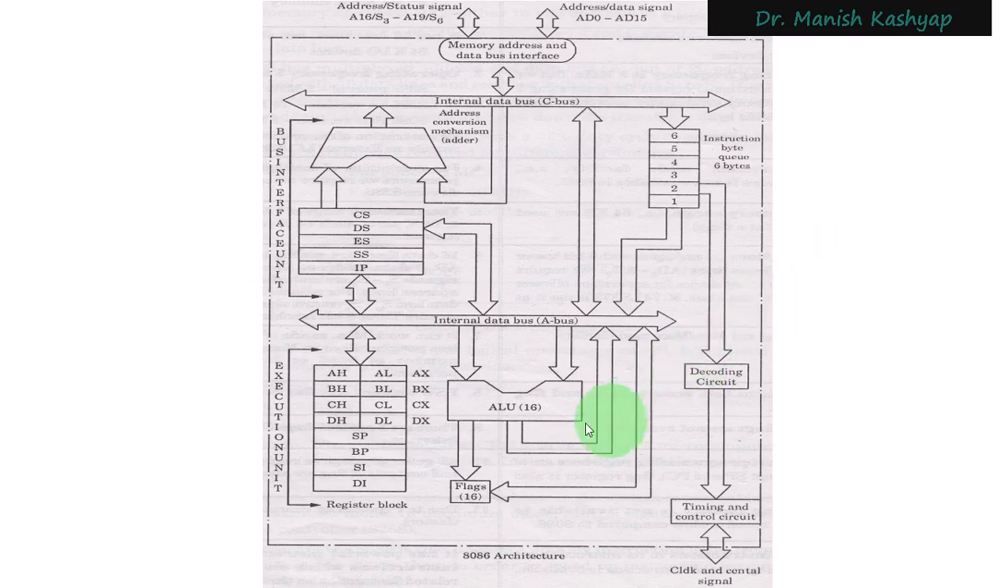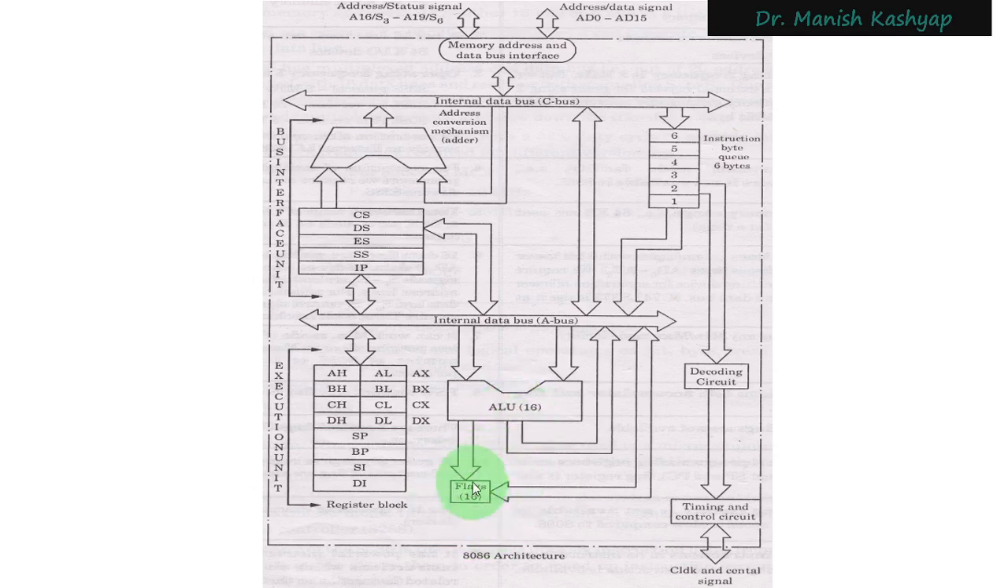So here you can see that the arithmetic logic unit is of 16 bits. In 8085, we had an 8-bit arithmetic logic unit, and on that note, it was called an 8-bit microprocessor. So the first point is that the 8086 microprocessor is a 16-bit microprocessor, right? So this is the arithmetic logic unit.